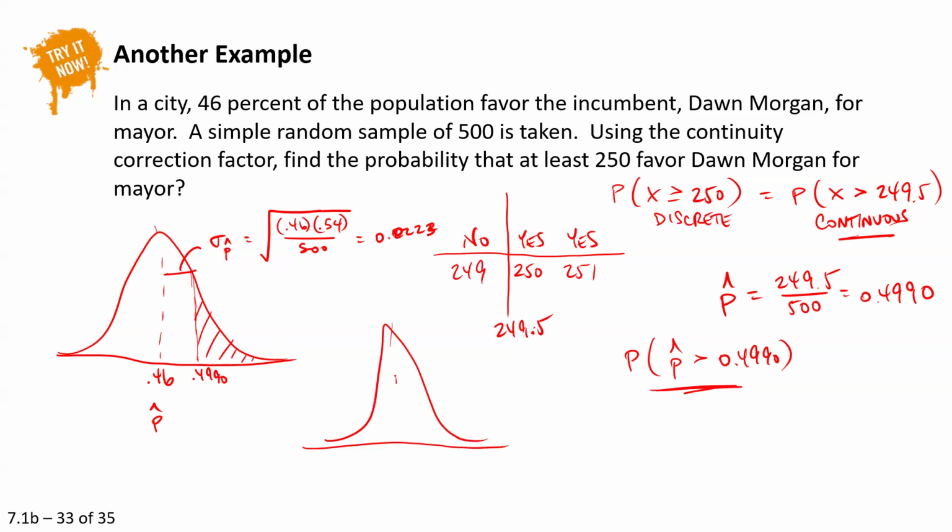So we need to go to our z distribution here. Now you're laughing at my z distribution shape. We want to know the area to the right of some z value. What is that? It's going to be this: 0.4990 minus 0.46, all over 0.0223.